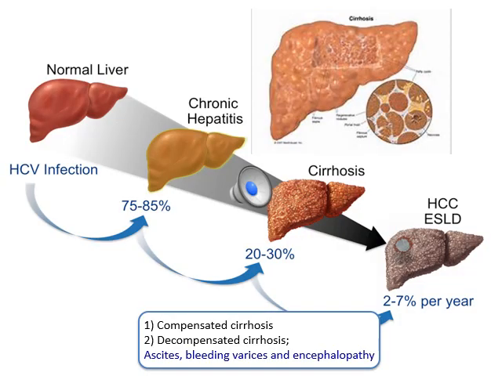This figure shows the natural course of chronic liver disease. On your left hand side, you have the normal liver, with one of the most common etiologies for chronic liver disease being HCV infection. Patients with HCV infection may spontaneously clear the virus in about 15 to 20% of patients. However, the remaining 75 to 85% of patients will develop chronic hepatitis. By chronic hepatitis, we mean persistent inflammation of the liver lasting for more than 6 months.